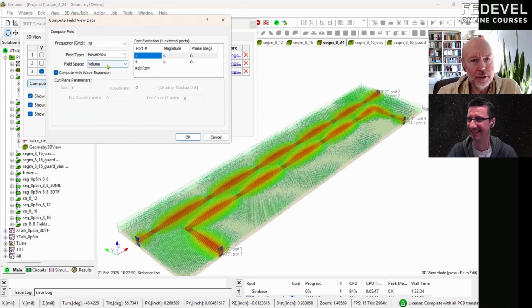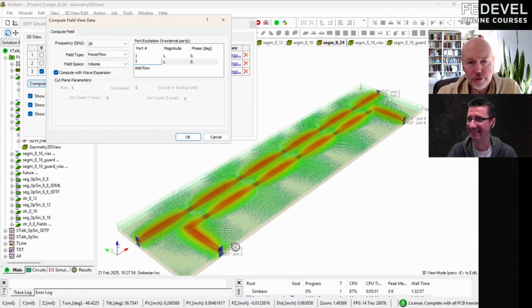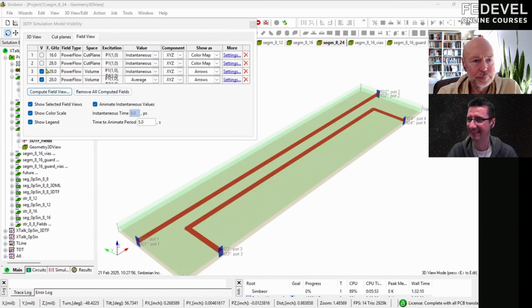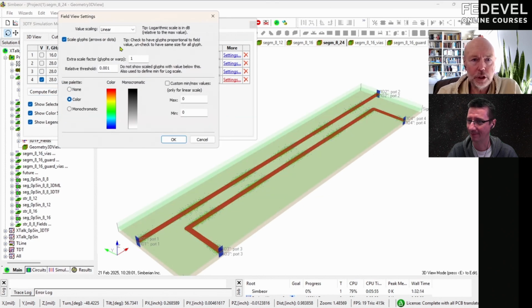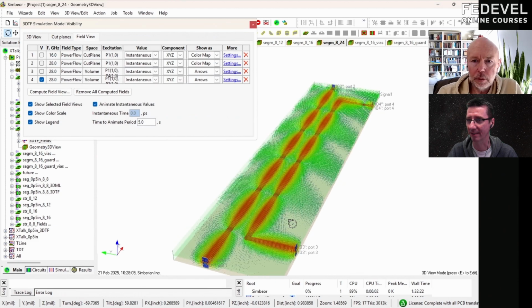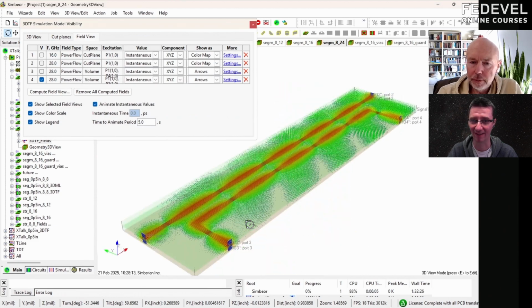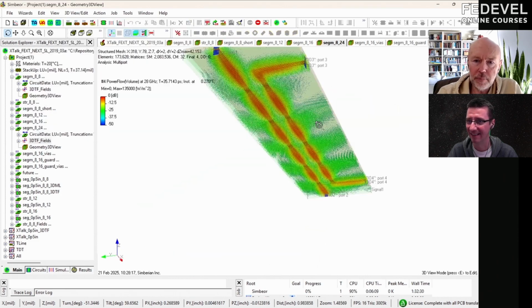Let's put them in the same direction. And now I will excite port 3. And we are computing it at 28 gigahertz, which is roughly 56 gigabit per second. Oh, this looks more messy. Or am I wrong? Am I wrong? It looks more messy, no? No, it's the same mess.